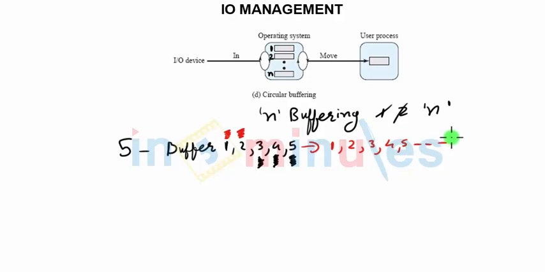So working with N buffering does provide an advantage of high burst data being copied to buffers which can be used later on by the process, providing a very high data transfer speed. That's it guys. This is for buffering.